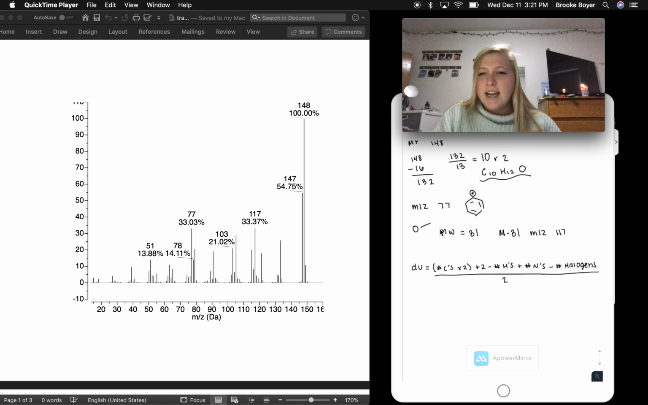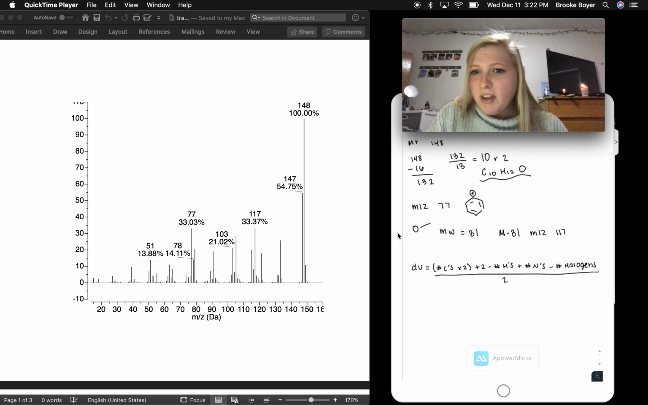And then the next thing, if we want to show that we do have an ether, this fragment over here has a molecular weight of 31. So 148, our molecular ion, minus 31 is 117, and believe it or not, we do have a peak at 117, so we do have an ether.